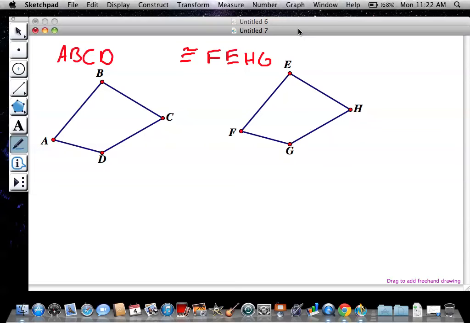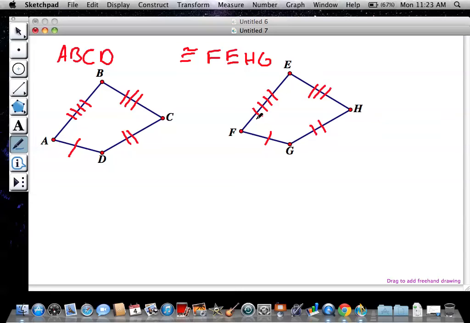So since they are congruent, I can say that their corresponding parts are congruent. So AD should be congruent to FG. DC should be congruent to GH. BC should be congruent to EH. And therefore AB should be congruent to FE. Okay? And I could write all these down, but I'm just going to use the tick marks.